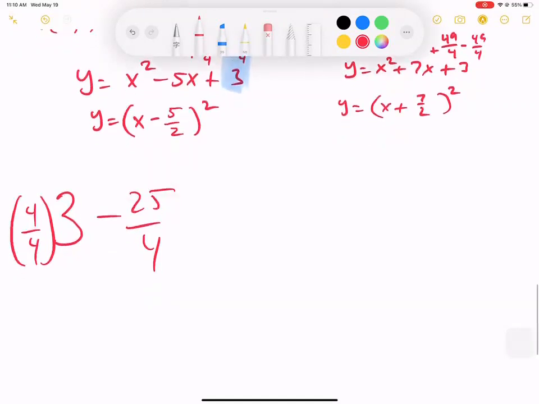So 4 times 3 is 12. Is 12 over 4 the same as 3? 12 divided by 4 is 3. But now, since they have a common denominator, I can easily combine them. So that's the big idea here.